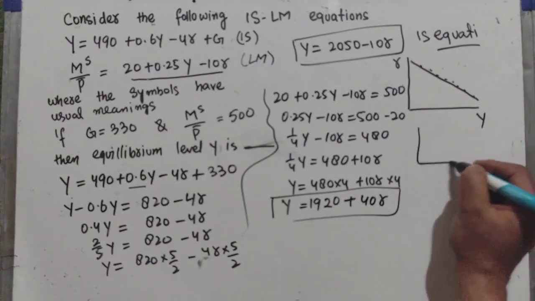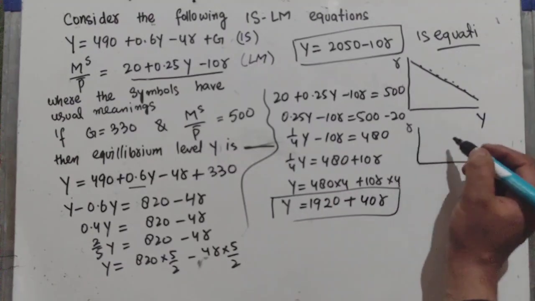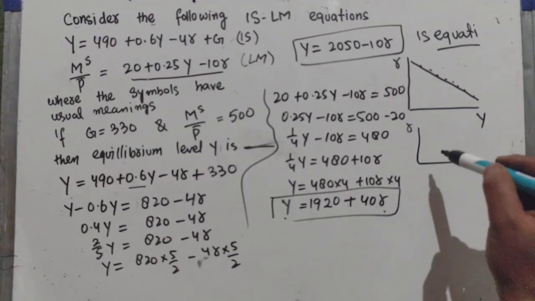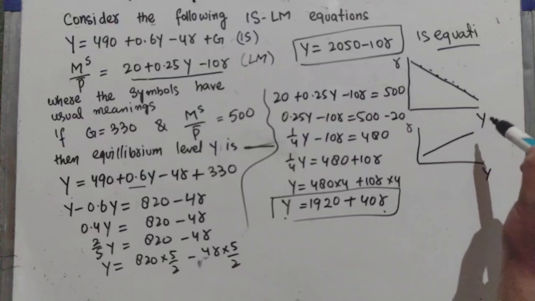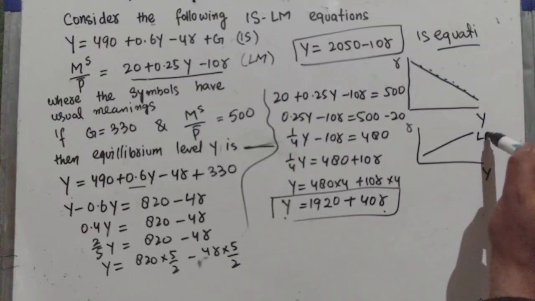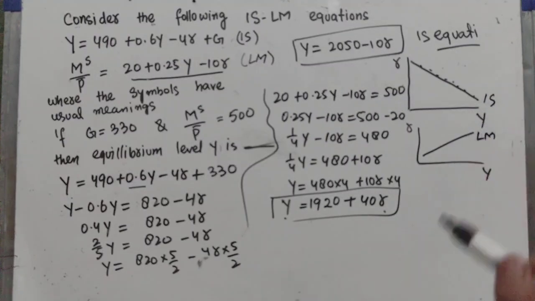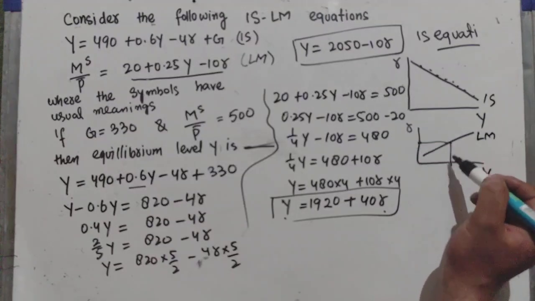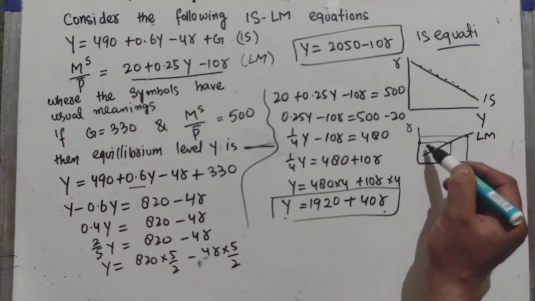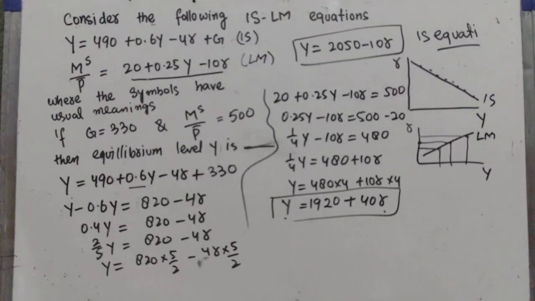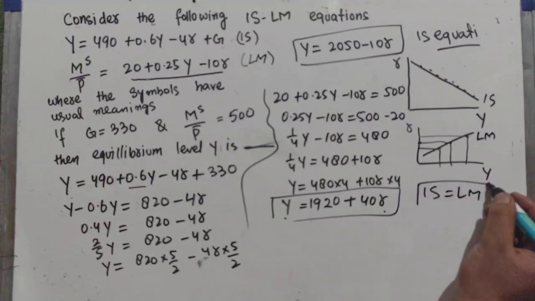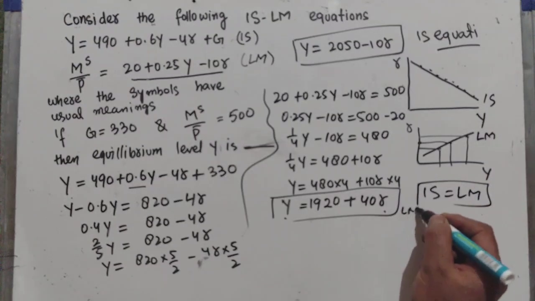So what does the LM equation tell us? It shows us there is a positive relationship between the level of output and rate of interest. So it is the LM curve, and the earlier one was our IS curve. It is upward sloping. It shows us different combinations of rate of interest and level of income for which the money market is in equilibrium. For simultaneous equilibrium, IS should be equal to LM. So this is our LM equation.